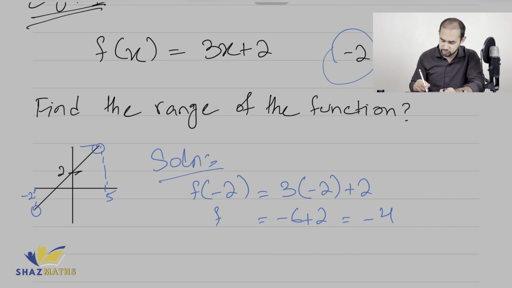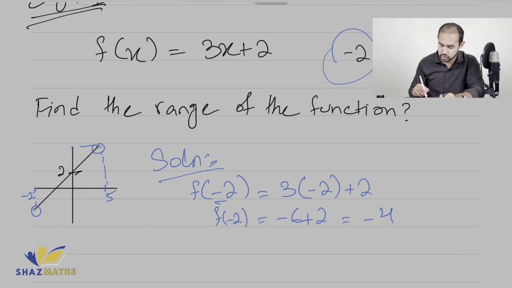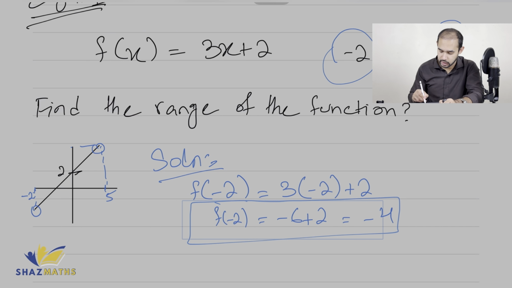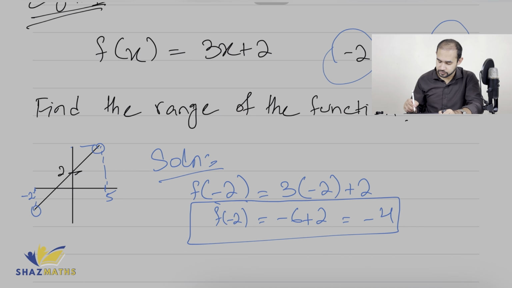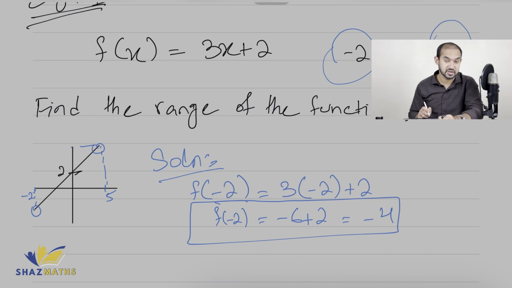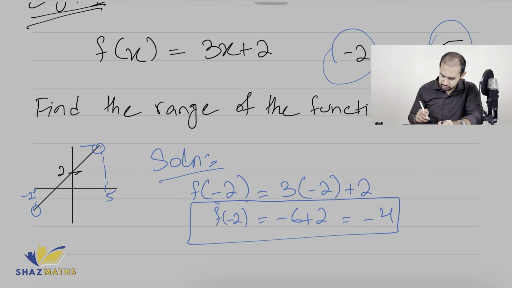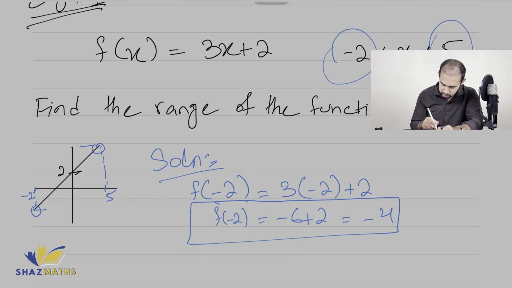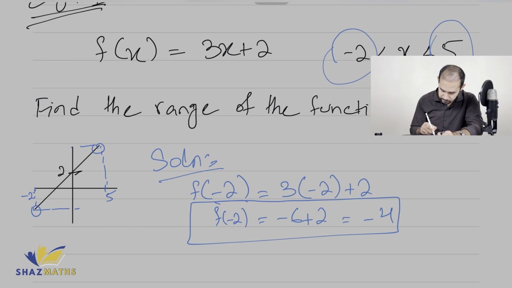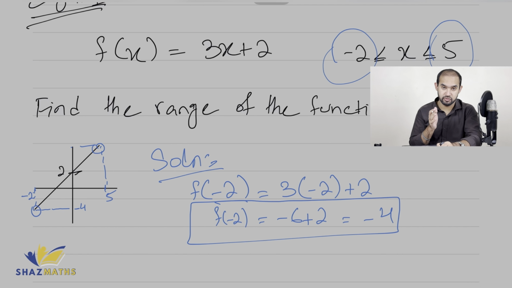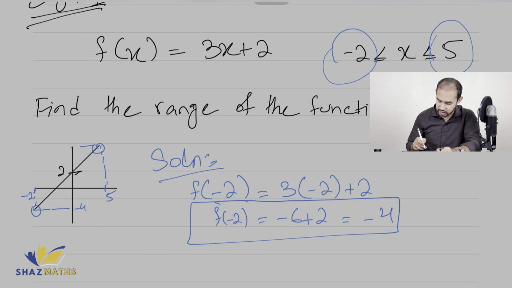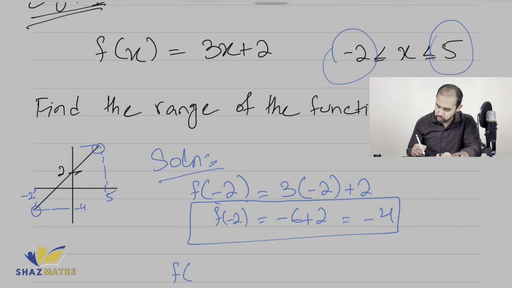That means f of -2 is equal to -4. So the value of the function at x equals -2 is -4. I'm just going to label that over here as well. Now let's find the maximum value of the function. So that would be at x equals 5.